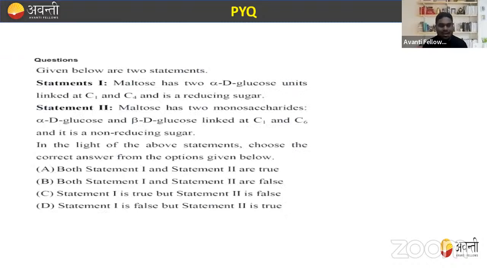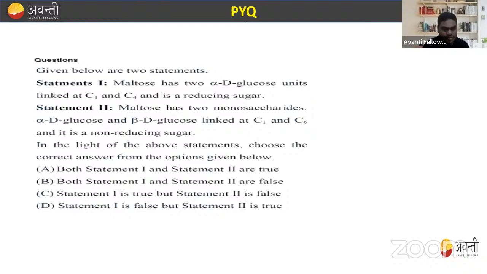Now, again, this is a statement one and statement two type of question. Statement one states that maltose has 2 alpha D glucose units linked at C1 and C4 and acts as a reducing sugar. Statement two states that maltose has 2 monosaccharides, alpha D glucose and beta D-glucose, linked at C1 and C6, and it is a non-reducing sugar.